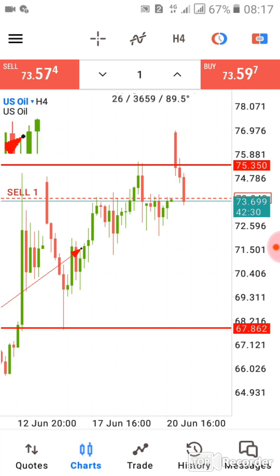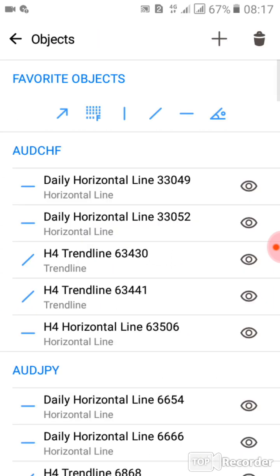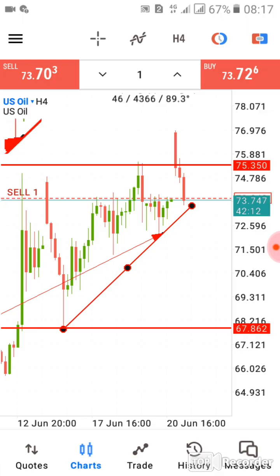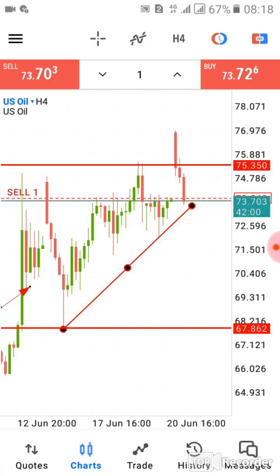So what do we do in essence after now? You go to your tools, pick your trend line, then you pick this point here and connect it to this low here. Yes, this point here, and you connect to this point here. It seems the market is forming a structure, an ascending pattern, indicating that we're going to have a bearish run.